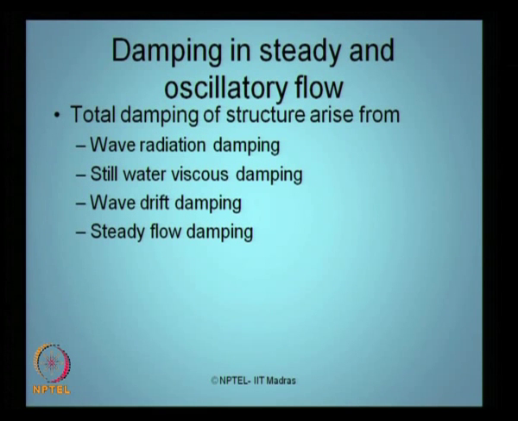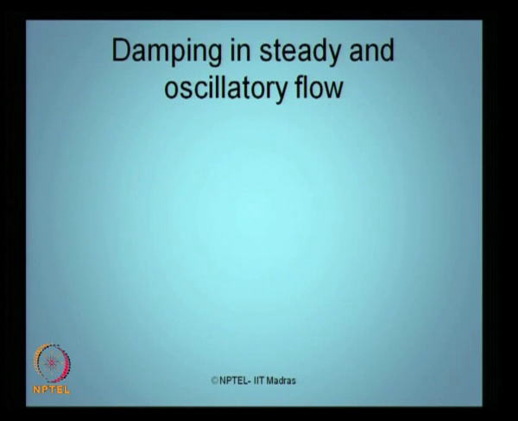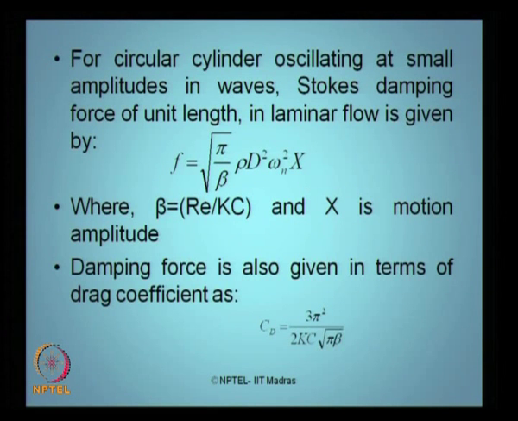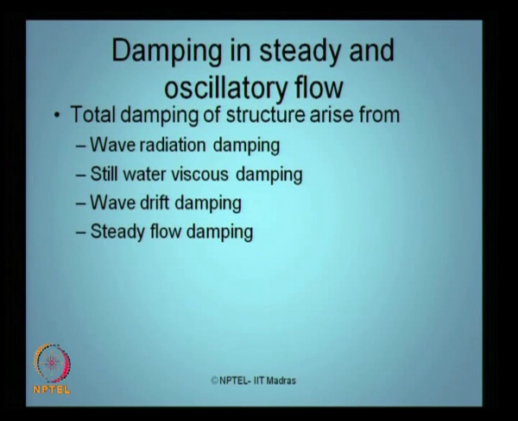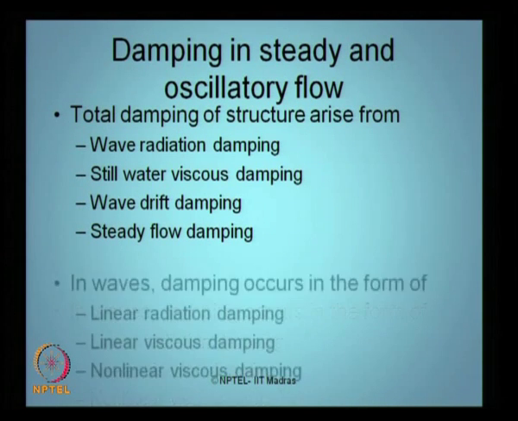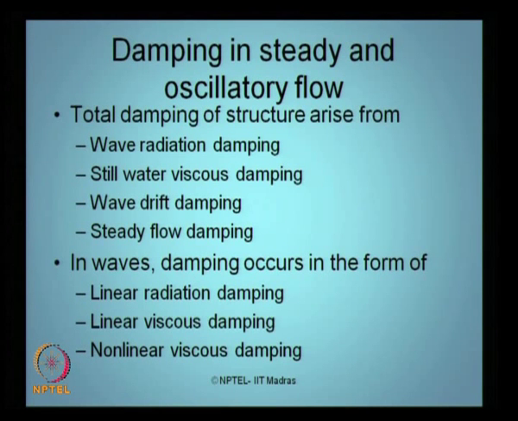If we look at damping in steady and oscillatory flow, because the previous one was a laminar flow. When you look at oscillatory or steady state flow, then the damping of the structure arises from 4 different sources. It comes from wave radiation damping, can come from still water viscous damping, can come from wave drift damping and steady flow damping, which all will be functions of velocity. Damping can also occur in the form of linear radiation damping, linear viscous and non-linear viscous damping, which are all functions of the velocity of the motion of the structural system.